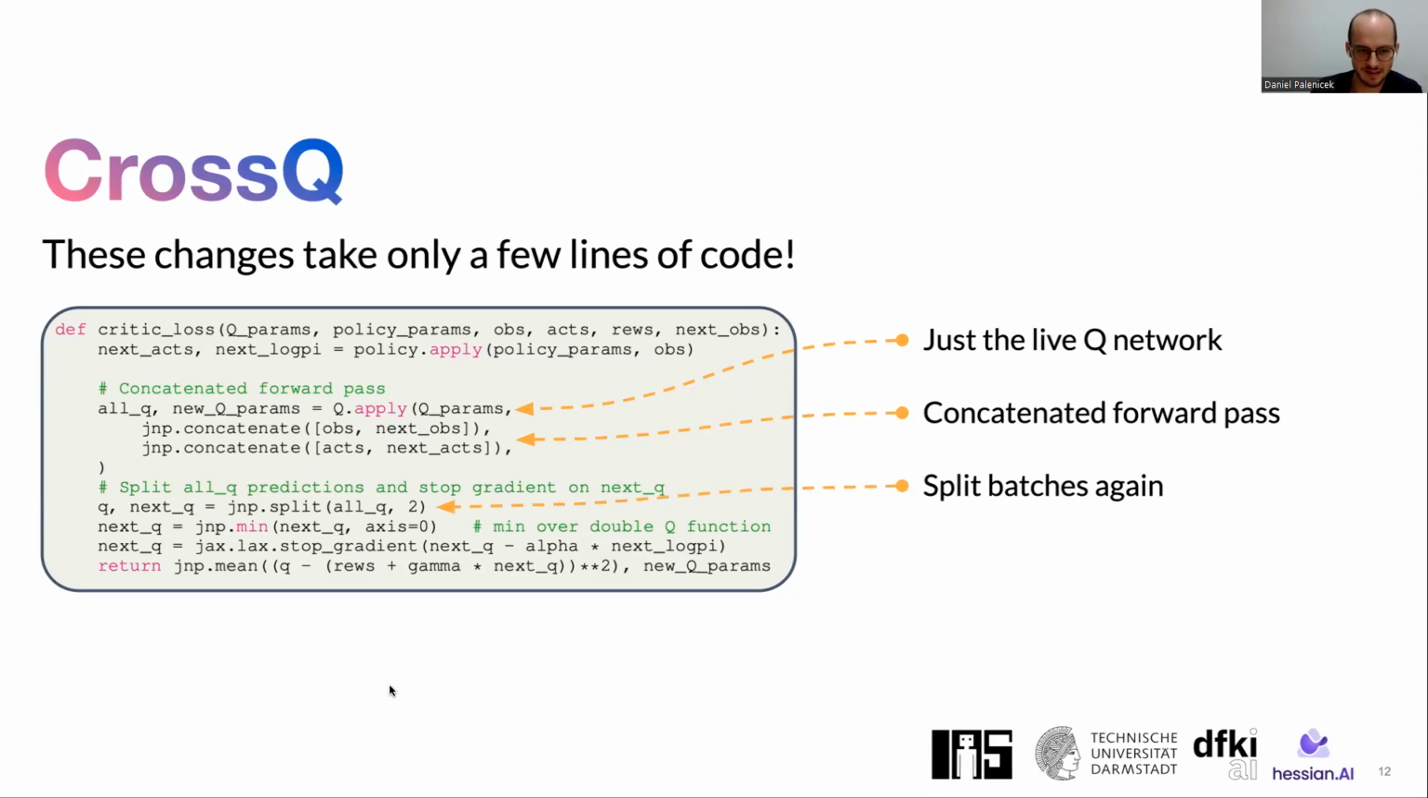It's also pretty easy. One thing you then need to do, of course, is split up the batch into the original batches again. And then you need to put a stop gradient on the next Q values, because of course you want to use them as targets. And that's it. And the nice thing is you don't see all of the things that you can remove, namely the target networks and the Polyak averaging and so on.